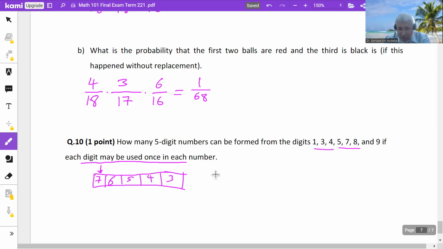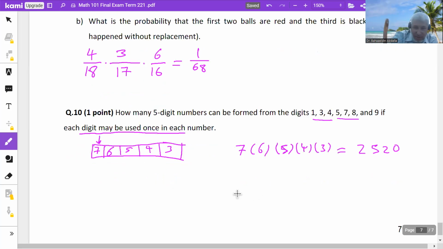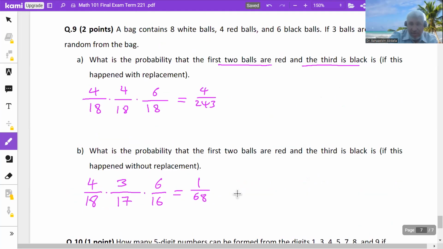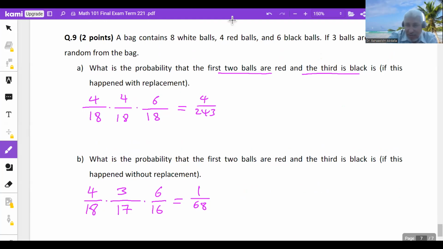So also using the fundamental rule or product rule or MN rule, it has different names. So if you multiply all of these numbers together, you will get the answer, the possibilities. You have 2,520 possibilities. That's it. I wish you the best, and I hope you enjoyed solving this exam with me.